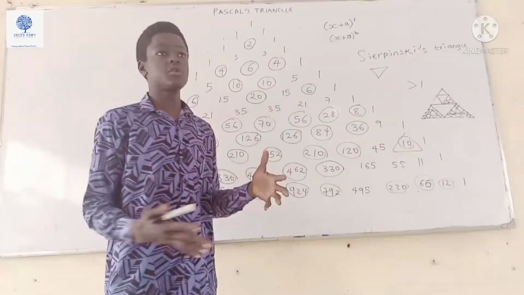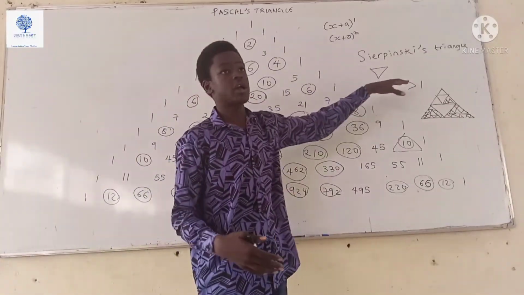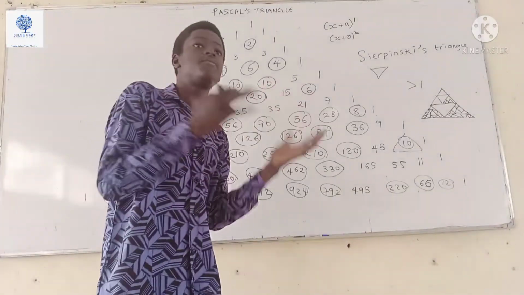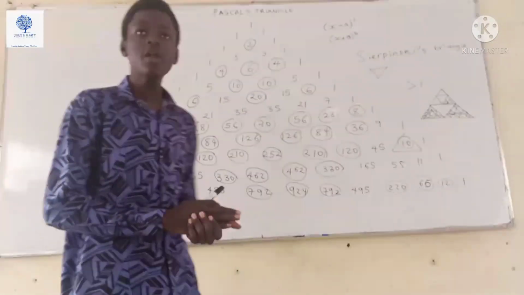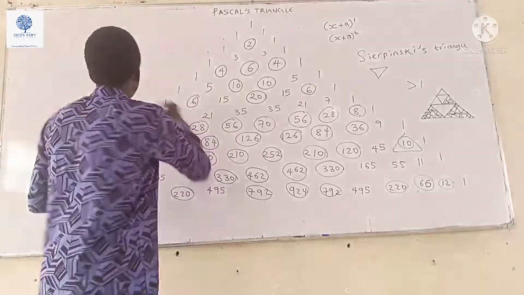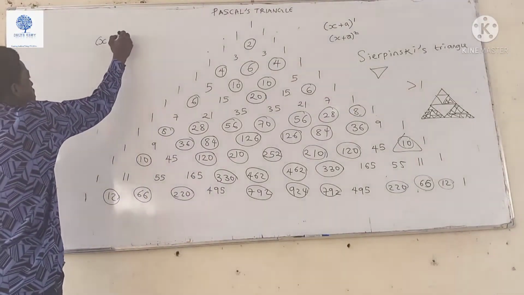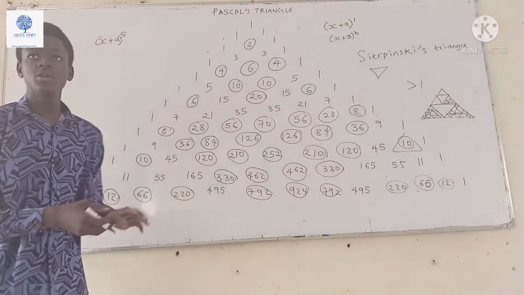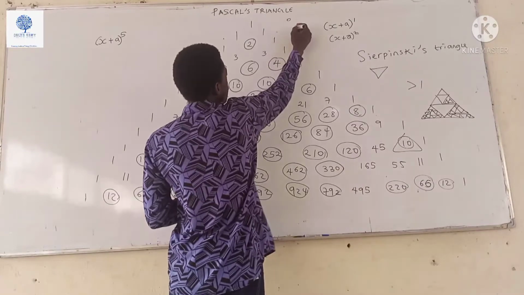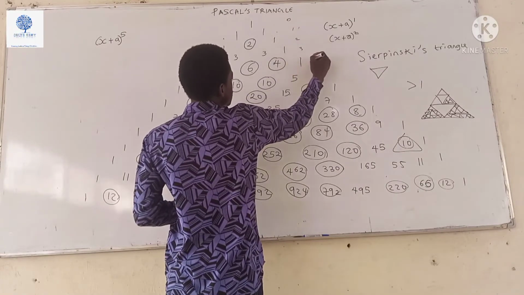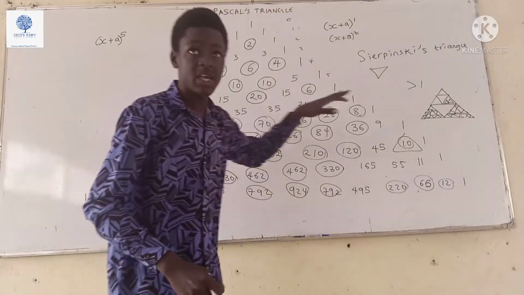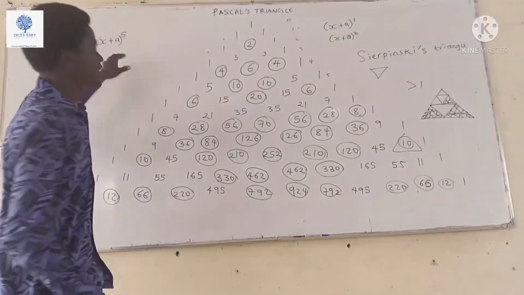So from Pascal's triangle, there's what they call the Sierpinski's triangle, which you can get all of these kind of triangles from. Now, the beauty of Pascal's triangle is that when you have an expansion to make, let's say x plus a to the power of 5, this row is our row of 5. This is row 0, row 1, row 2, row 3, row 4, and row 5. So these are all the coefficients of your expansion.